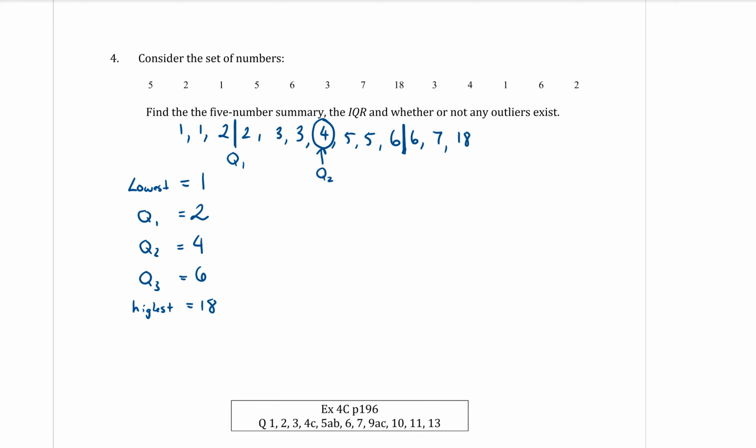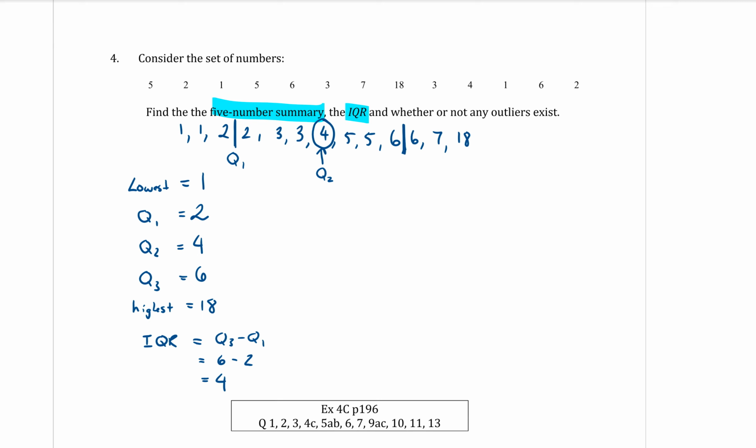I can find my interquartile range. So that's the Q3 minus the Q1. The Q3 was 6 minus the Q1, which is 2, and that equals an interquartile range of 4. Now, I'm not finished because I was asked to find the 5-number summary, done, the interquartile range, done, but I need to find out whether or not any outliers exist.